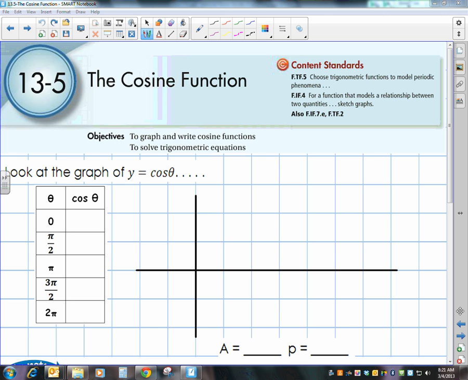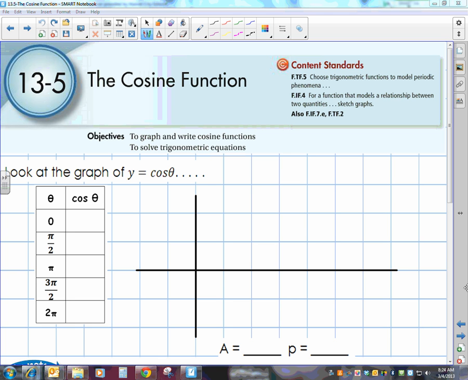Okay, today we're going to talk about the cosine function and do it in a manner very similar to the way we did the sine function previously. We're going to graph and write cosine functions and also talk about solving trigonometric equations.